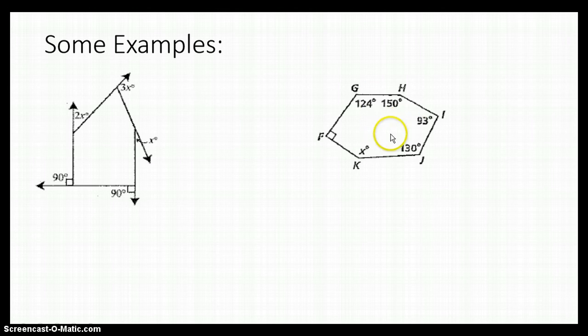This one, these are interior angles. Well, interior angle sum, is it the same every time? No. So I need to count up the number of sides, use my formula, n minus 2 times 180, to find the sum, and then I add each of these, and I set it equal to that sum.